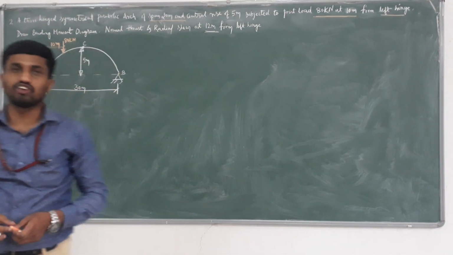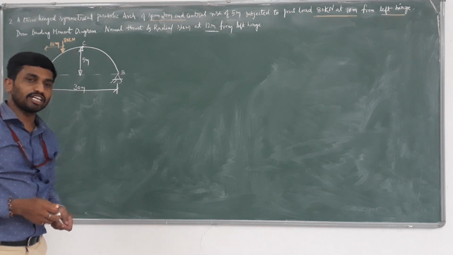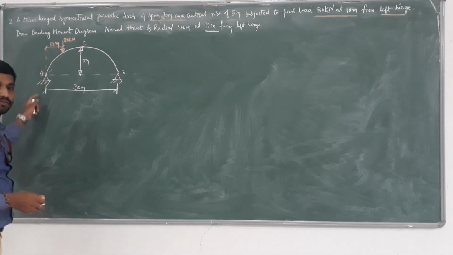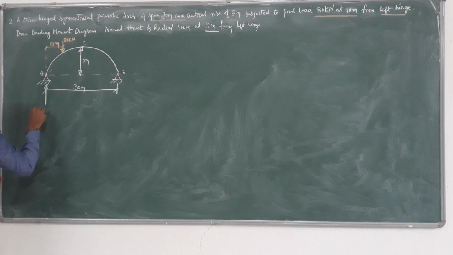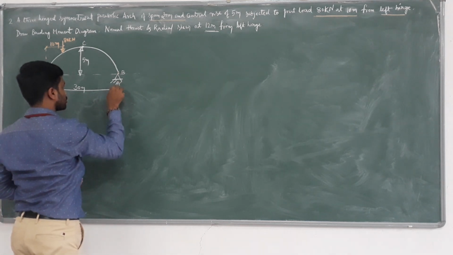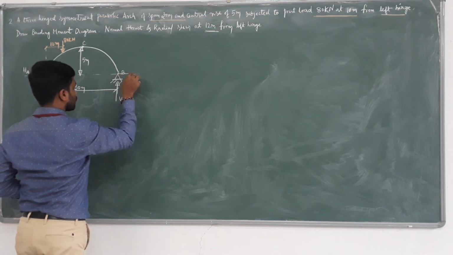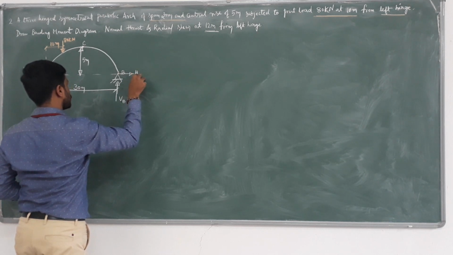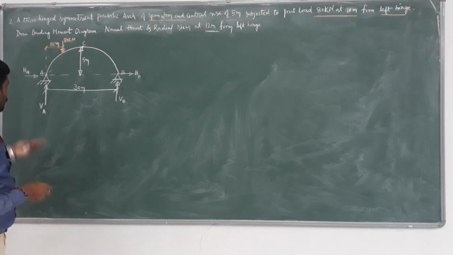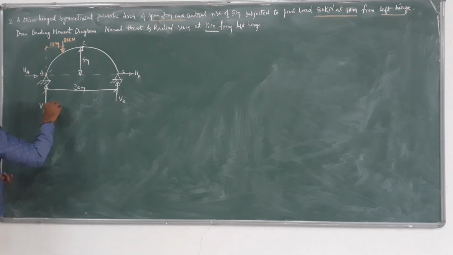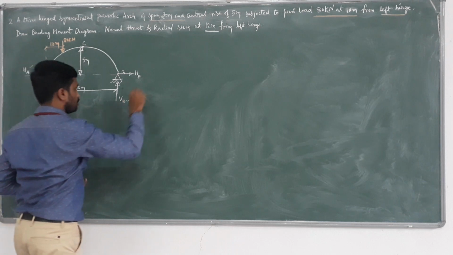So it's a general procedure. The very first step is determination of external support reactions. Here we have two external hinge supports. What are the reactions at the hinges? VA, HA. There are two reactions at each, VB and HB. So initially we are going to determine the external support reactions, that is VA, HA, VB, HB.